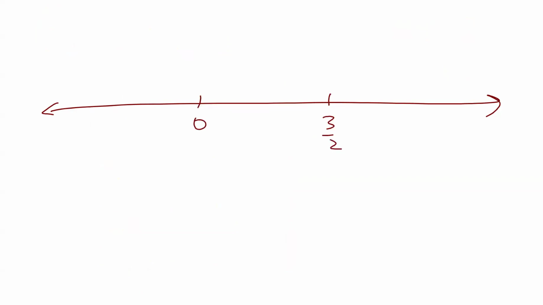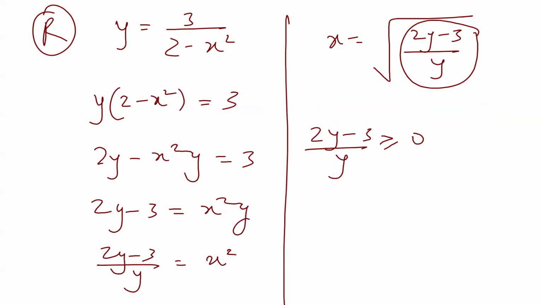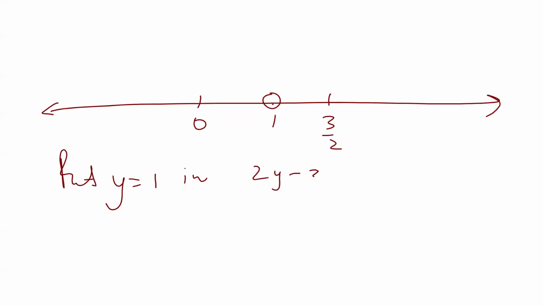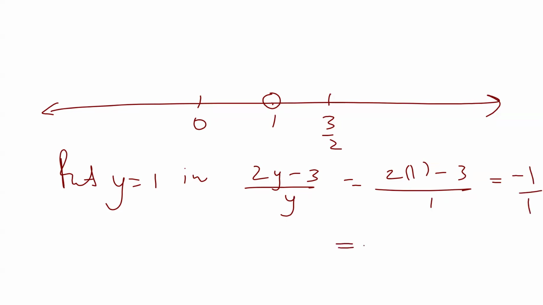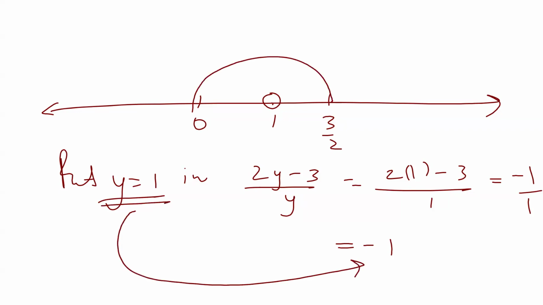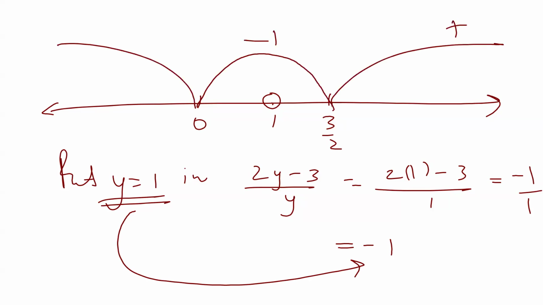Let's take a point in any one of the three regions. I'll take the point 1 to test. 1 is the representative of the second region. Put y equal to 1 in 2y minus 3 upon y. So 2 into 1 minus 3 upon 1, which is minus 1. So when y is equal to 1, we got negative 1. So this entire region becomes negative, and adjacent regions will be positive.